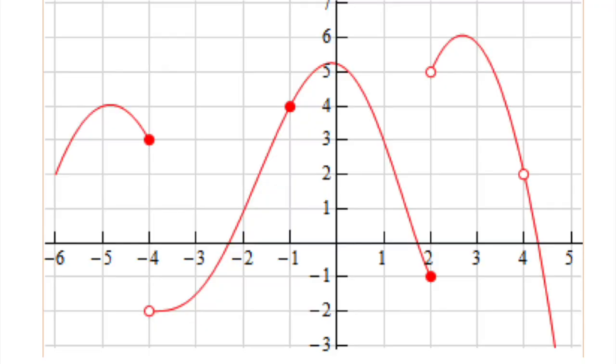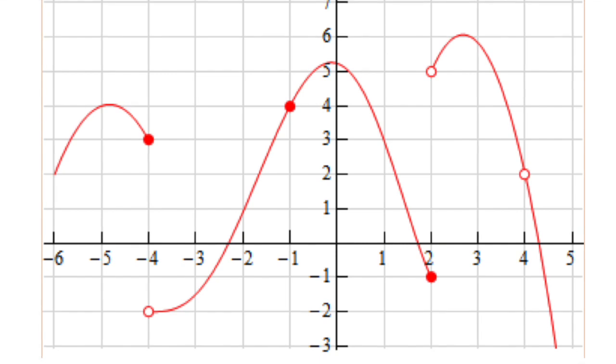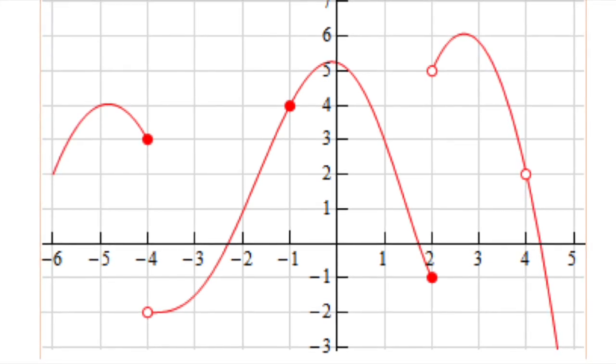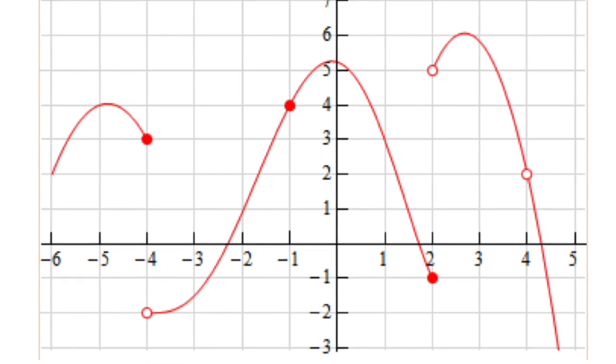Is there a point at -4, -2? There is an open circle, which means that while x approaches -4 from the right, the y value approaches -2. But the value is at -4, 3 where the closed circle is. At x equals -1, the f of -1 value or the y value is 4 and the limit is 4 as well. That means it is continuous at the point -1.